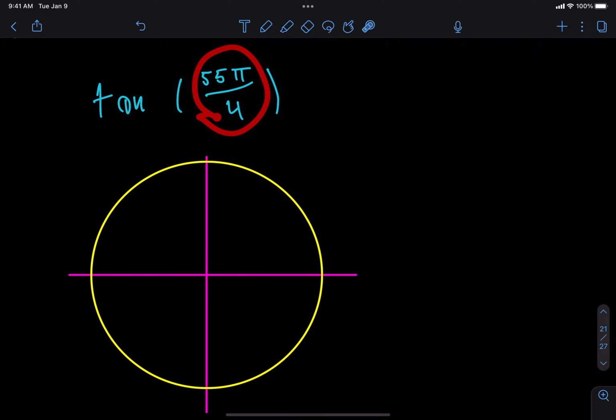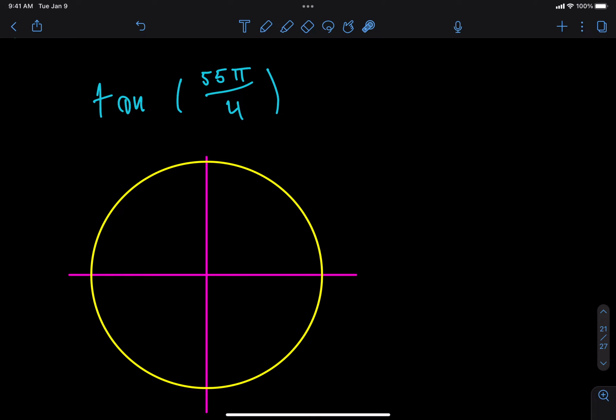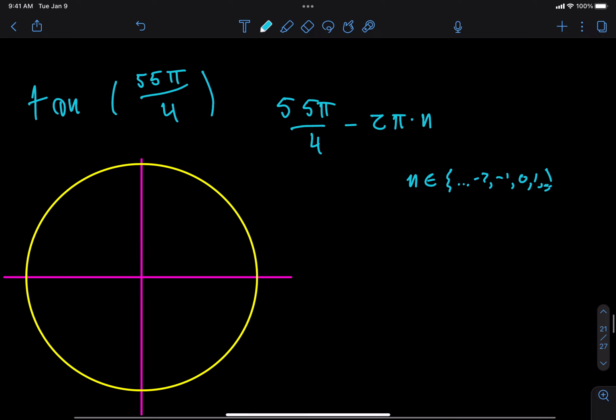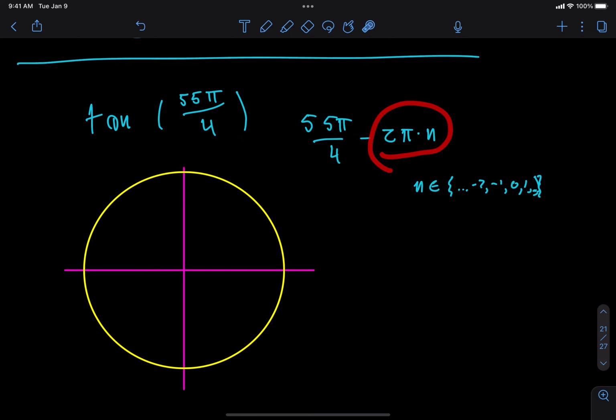Okay, what is that? 55 pi over 4. That's like I'm going to go around a bunch of times and then end somewhere. And all that matters is where do I eventually end up, right? And I know that this angle is coterminal to 55 pi over 4 minus 2 pi times n, where n is any integer, okay? So like ... -2, -1, 0, 1, ... So I can subtract any multiple of 2 pi. Why? Because a multiple of 2 pi is all the way around the circle.